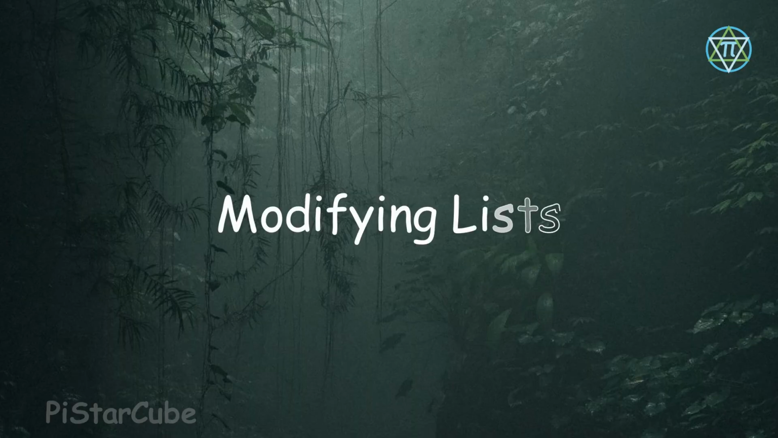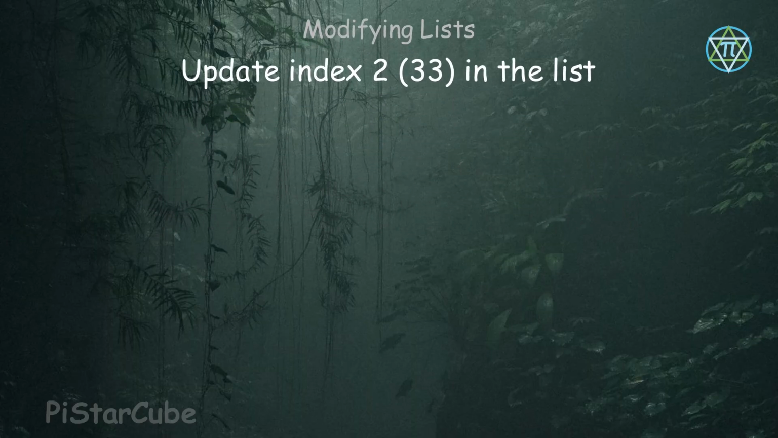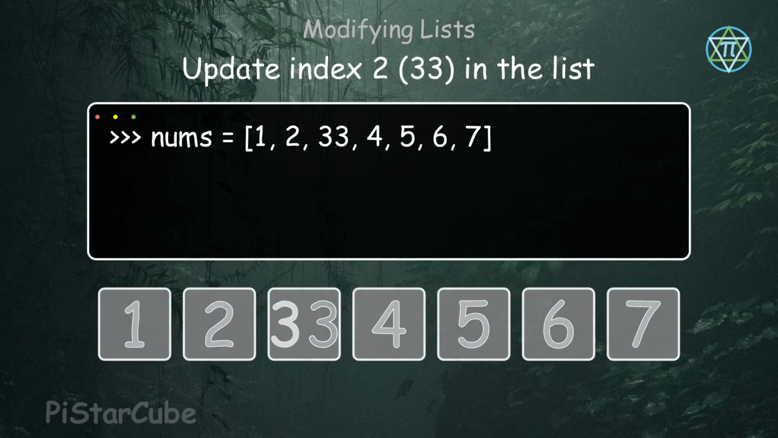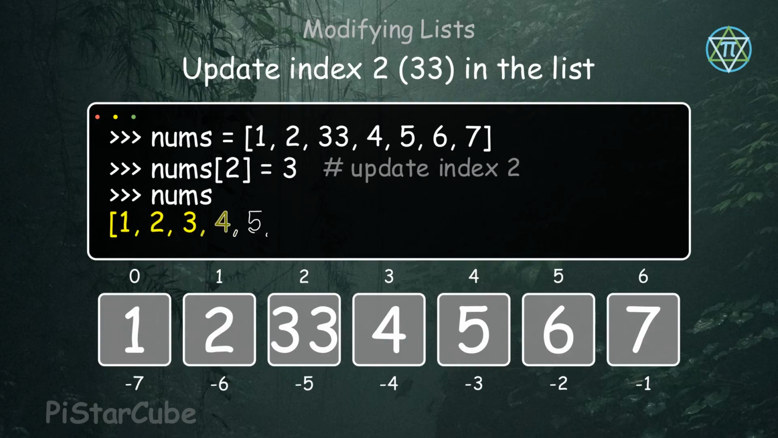Now, let's move on to modifying elements in a list. We start by creating a list called nums with some values. To update a specific item, we use its index with the assignment operator. nums[2] = 3 replaces 33 with 3 at index 2. The list is 1, 2, 3, 4, 5, 6, 7. This shows how lists allow direct updates using their index.